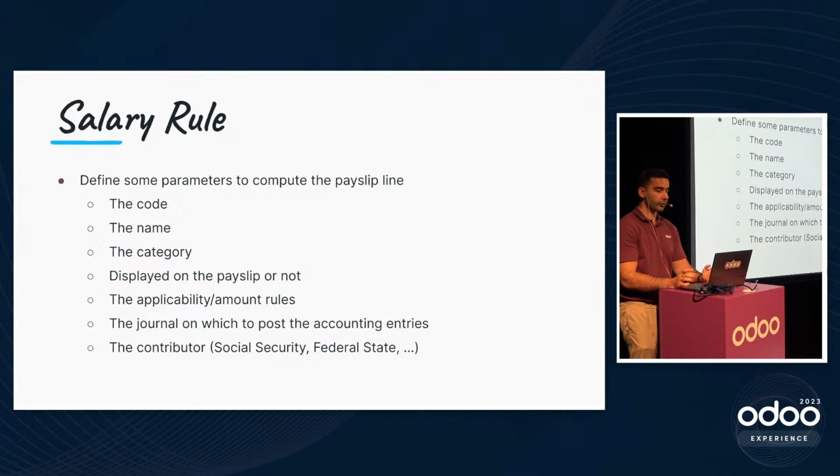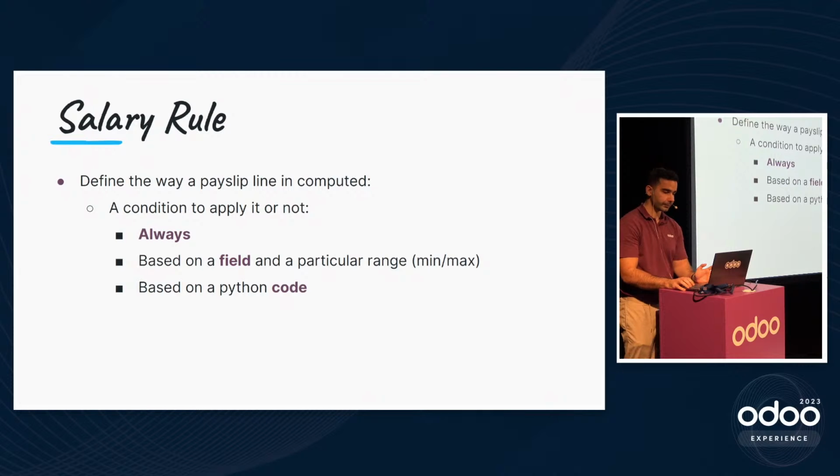On a salary rule, you can also choose the accounting journal on which to post these accounting entries and specify a contributor. For example, social contributions are paid to a federal organism. Meal vouchers are paid to the voucher provider, and so on.